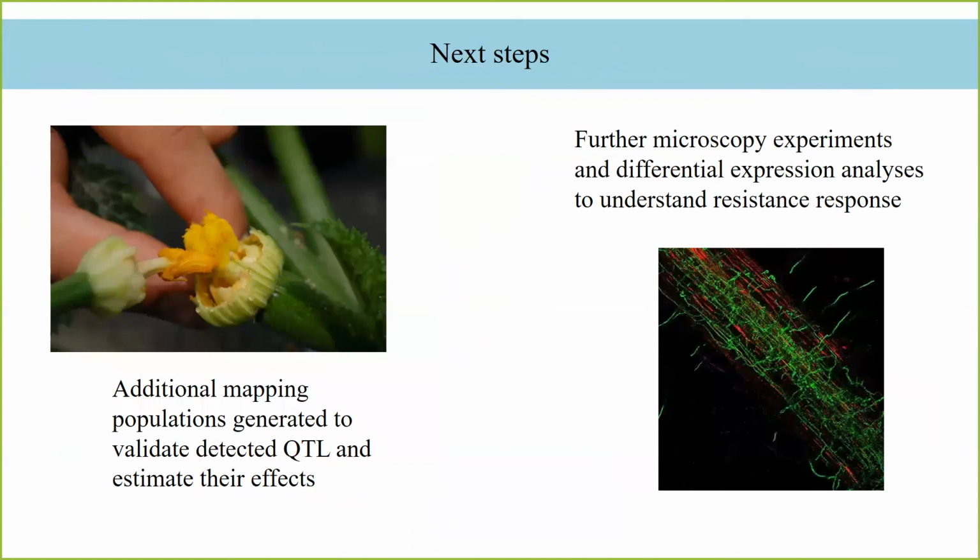So my next steps are, I'm currently developing additional mapping populations that I will use to validate any QTL that I'm able to detect in the Bulk-segregant experiment and to estimate their effects. And I also hope to continue to do some additional microscopy experiments and differential gene expression analyses to further understand what makes a resistant plant more resistant.